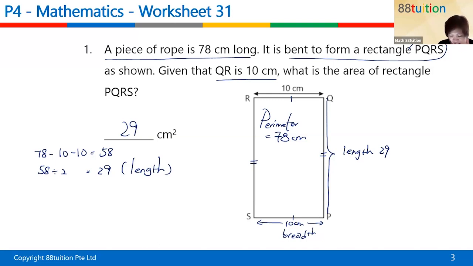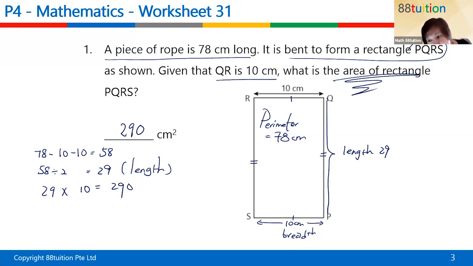Okay, is my answer 29? No. Why is it not 29? Because they are asking you for what? Area of the rectangle. So to find the area of the rectangle, what must you do? Length multiplied by the breadth. So length times breadth gives me 290. Okay? Can? Okay, let me check.